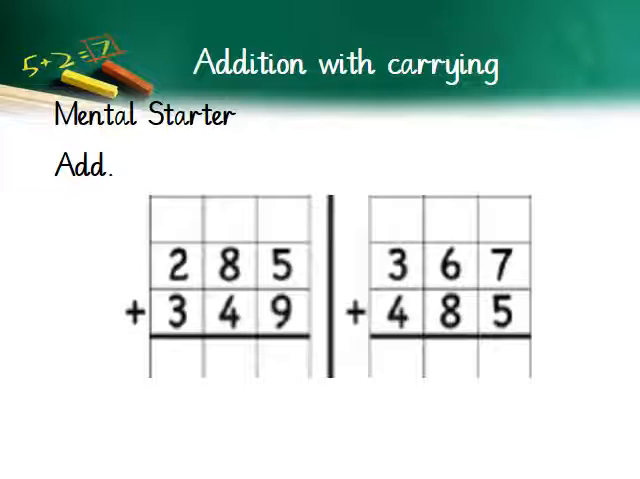What's the answer for the first question? 285 plus 349. Yes, the answer is 634. The second sum is 367 plus 485. Yes, regrouping will be done over here as well, at the units place as well as at the tens place. And the answer will be 852. If your answers have matched, it's a good job.